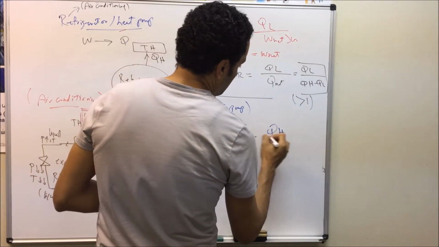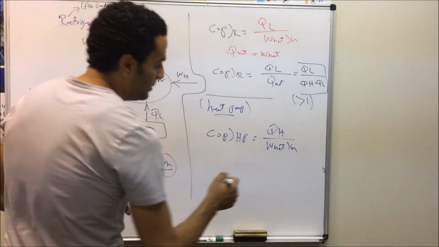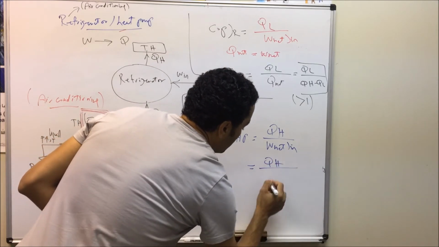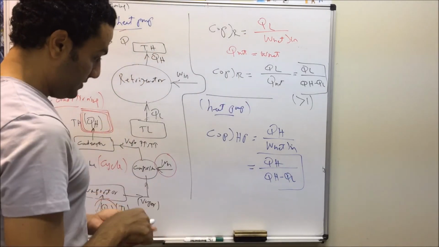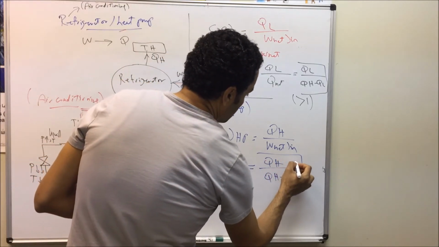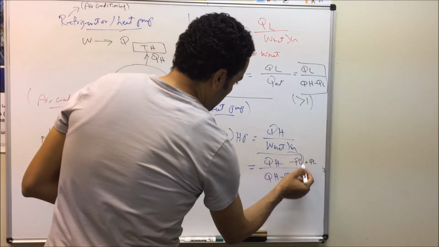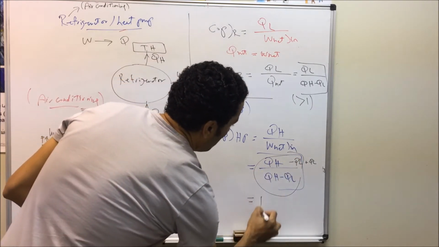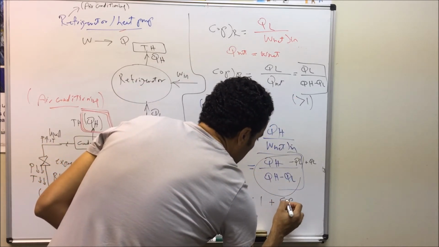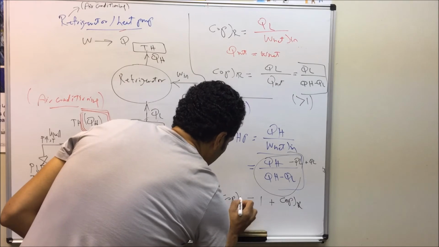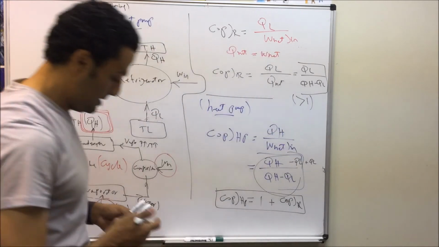is equal to what we need from this system, Q high, divided by what we give to this system, which is the net work, which is the same as Q high divided by Q net, which is Q high minus Q low. For this equation, if I add minus Q low plus Q low, this term will be equal to 1 plus Q low over Q high minus Q low, which is the coefficient of performance of the refrigerator. So the coefficient of performance of the heat pump is equal to the coefficient of performance of the refrigerator plus 1.